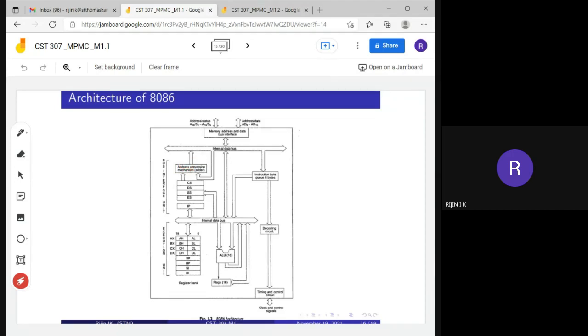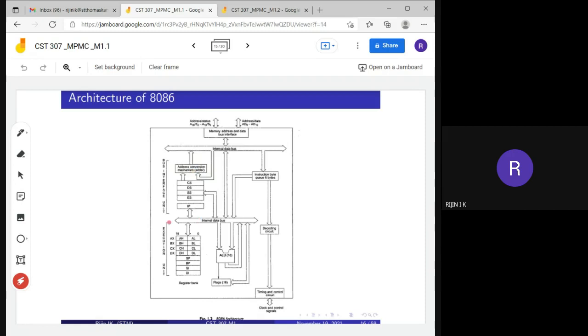Okay, so these are the different functional parts or important blocks present in the bus interface unit: the segment register, the instruction pointer, the instruction byte queue, and the address generator. Actually, this address generator is an adder.